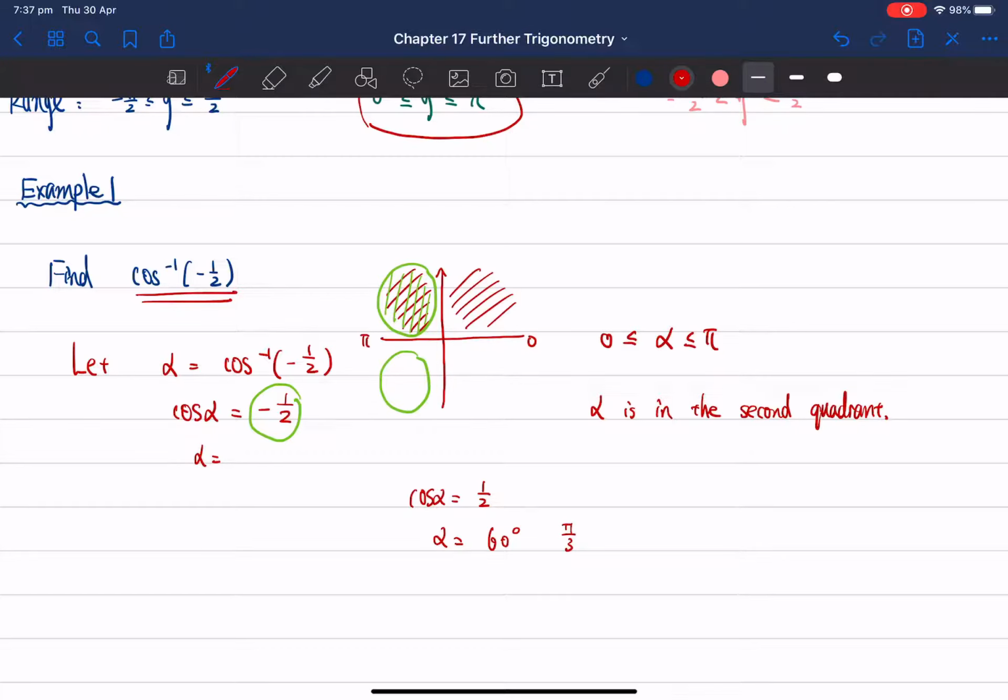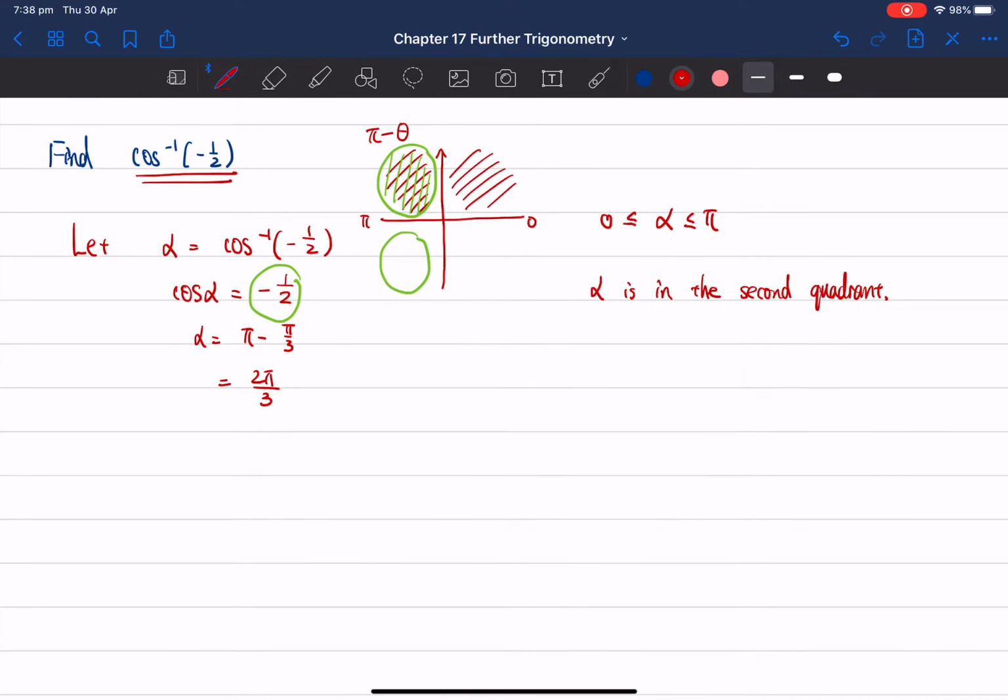So therefore, the related angle in the second quadrant is going to be 180 minus 60 degrees, or you're using pi minus pi on 3. The related angle is pi on 3, which is 60 degrees. However, it's in the second quadrant, so you use pi minus pi on 3, and that gives you 2 pi on 3. Remember, second quadrant is always pi minus the angle, and pi on 3 is the related angle, so that's how you get to this answer. That's the first question, and let's do more.